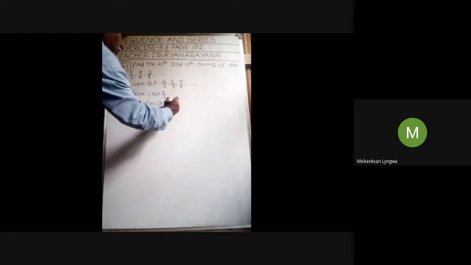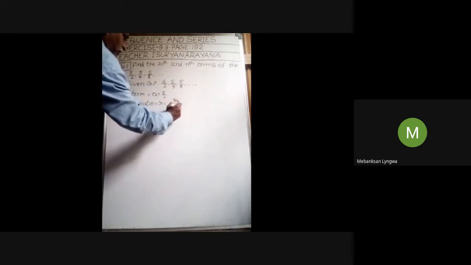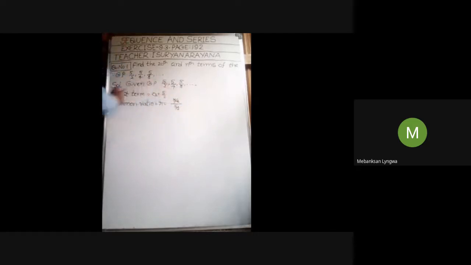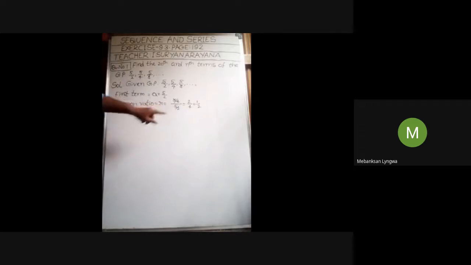Okay, my children. How do you find the common ratio of a geometric progression? Second term by first term. Okay, my children. 5 by 4 by 5 by 2. Or third term by second term. Or fourth term by third term, and so on. Okay, my children. Right. Then what we get? 2 by 4, that is equal to 1 by 2. Understood this step, my children? So this is the common ratio. We found the first term of the geometric progression and the common ratio of the geometric progression. Then we can find the 20th term. What is the general term of a geometric progression? Nth term.